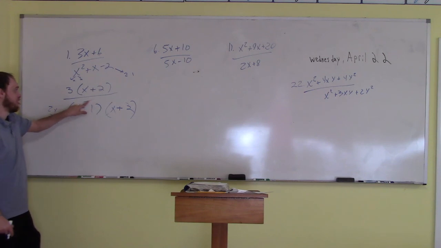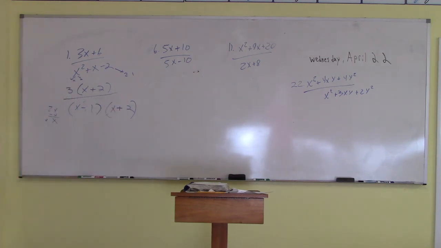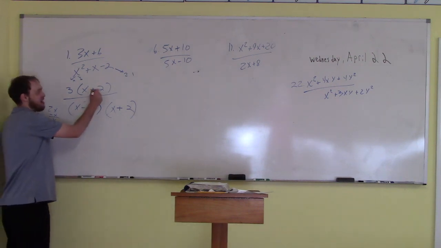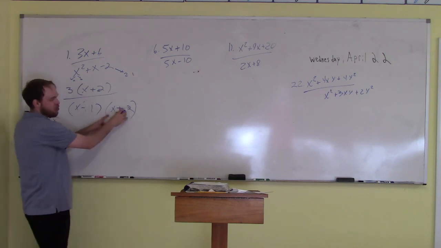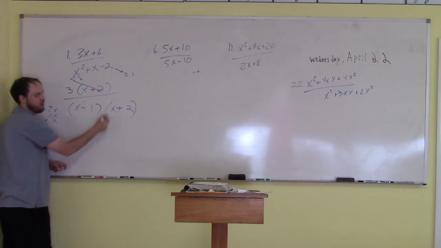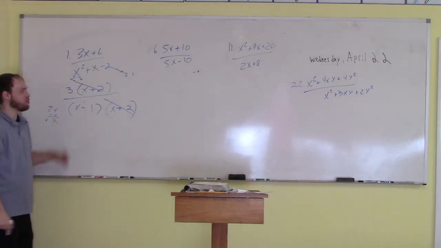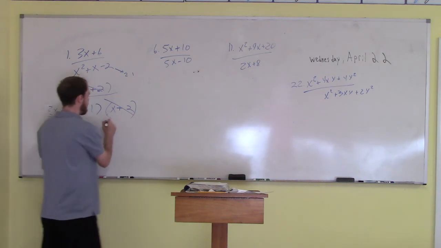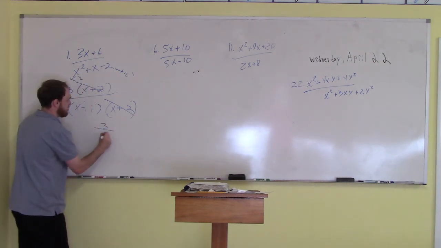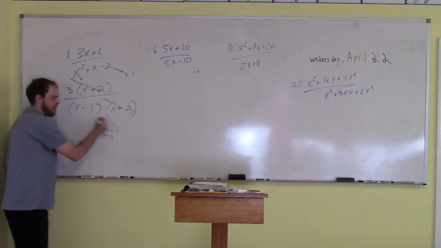So I factored the top, I factored the bottom. Now I'm going to look at it. What you should see is that I have an x plus 2 on the top, and I have an x plus 2 on the bottom. The x plus 2 on the top will cancel with the x plus 2 on the bottom. They go away. That leaves me with just 3 over x minus 1 as my answer.